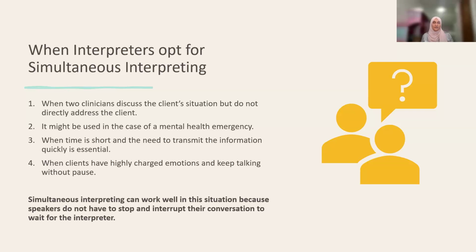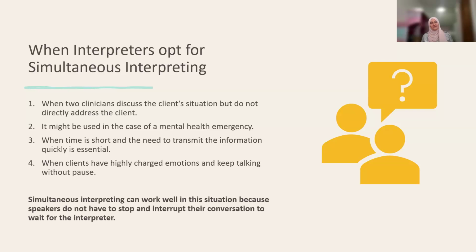client has been seeing a therapist for a couple of sessions and they just close up without saying any word. And all of a sudden, in one session, the client opens up and starts speaking and speaking while they are very emotional. So this time the interpreter should not ask the client to stop or to speak in one or two sentences.